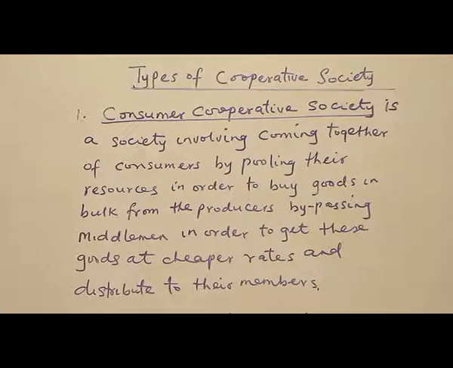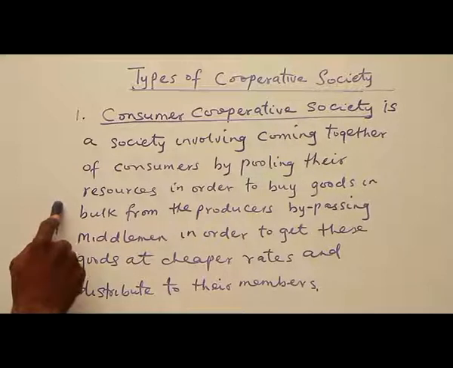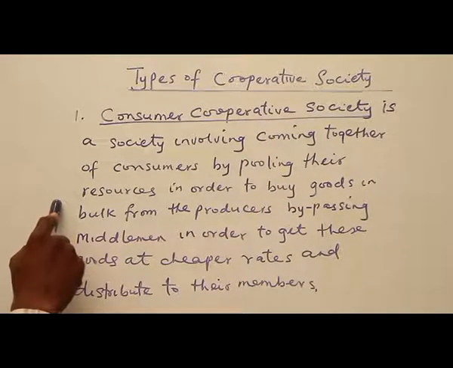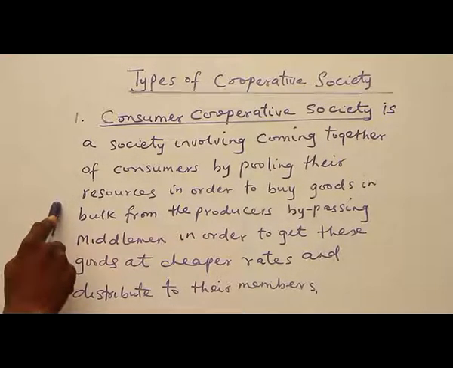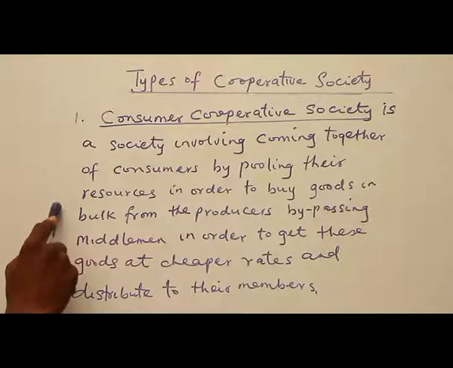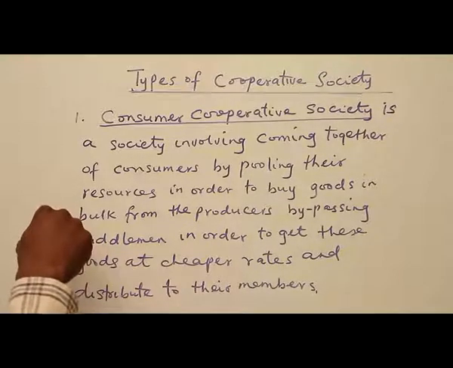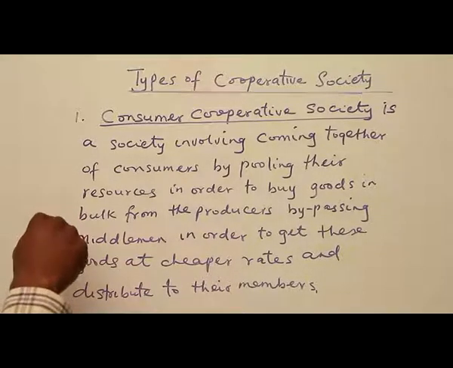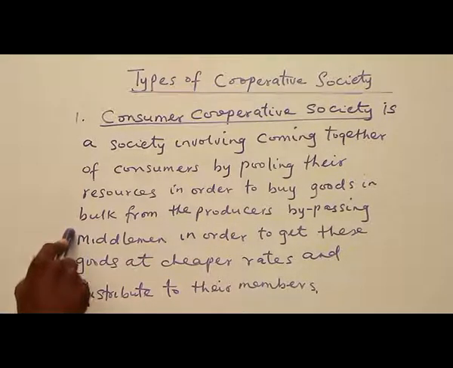That is, here it involves consumers coming together to pool resources. The essence of coming together is to buy goods in bulk in order to bypass the middlemen, that is, the retailers and the wholesalers. By bypassing the middlemen, they will be able to buy the goods at cheaper rates, and they will distribute the goods among their members, which implies that the price that each and everyone will pay here will be very low when compared with the retail price and wholesale price. So that's what we call consumer cooperative society.